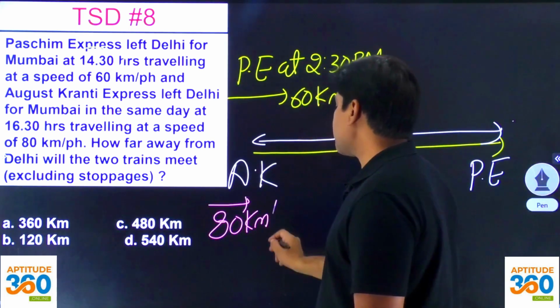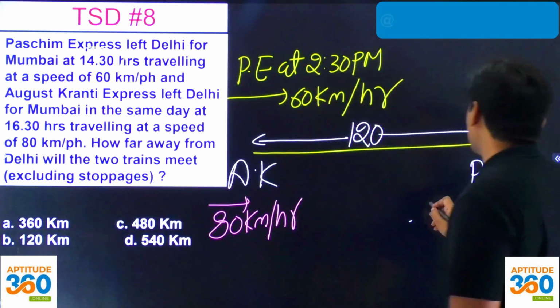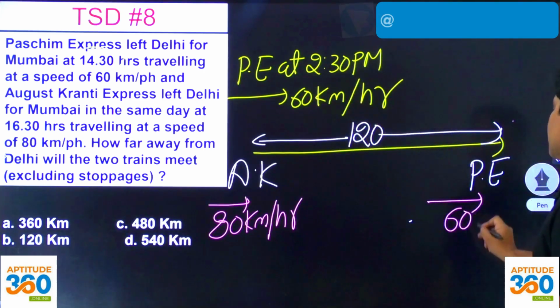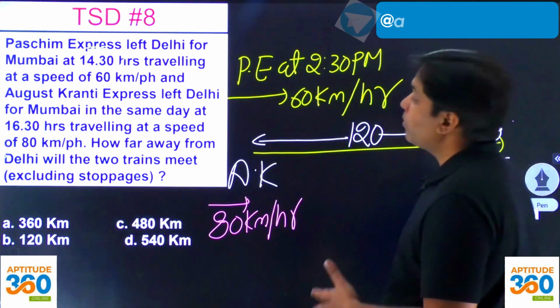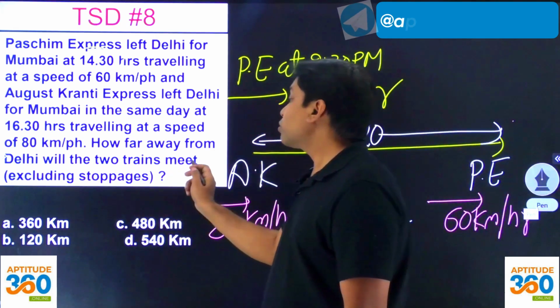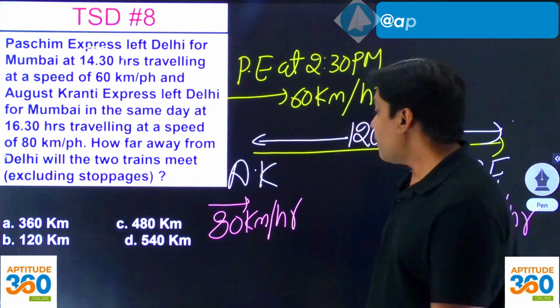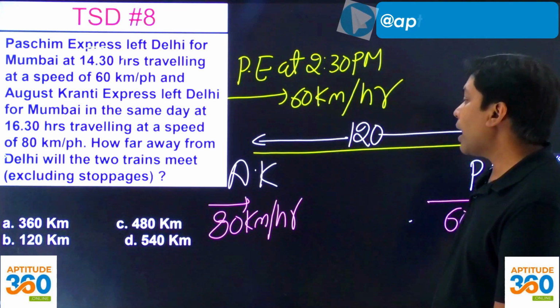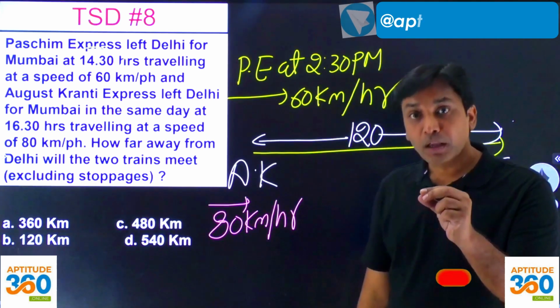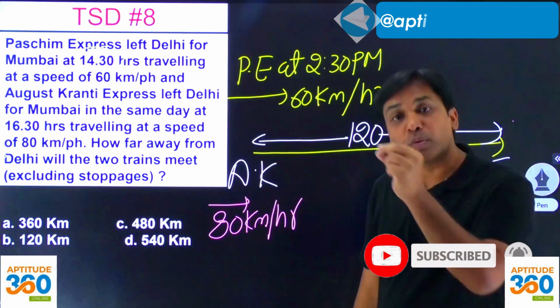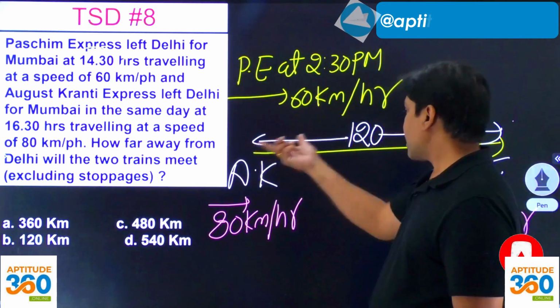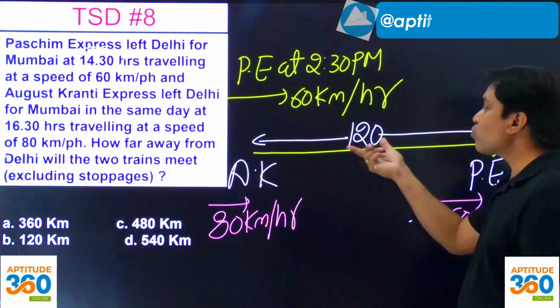80 kilometers per hour. What is the speed of Pashchim Express? 60 kilometers per hour. What is the problem? How far away from Delhi will the two trains meet? अब अगर इन दोनों ट्रेन को मीट करना है तो अगस्त क्रांति को पश्चिम एक्सप्रेस से 120 किलोमीटर ज्यादा भागना पड़ेगा, because the gap between these two trains is 120 kilometers as of now.